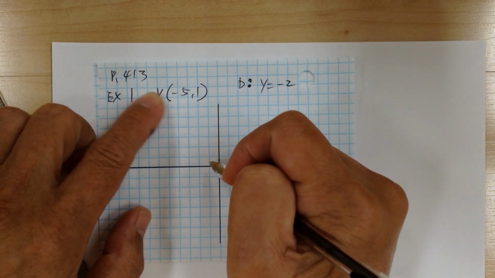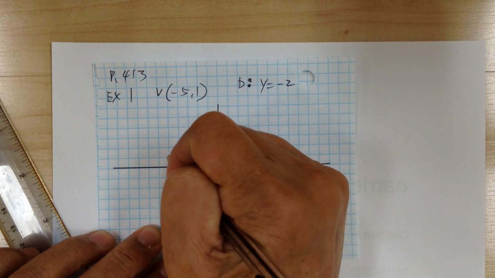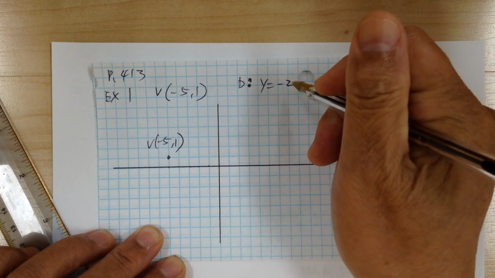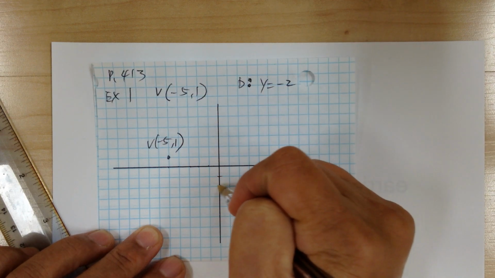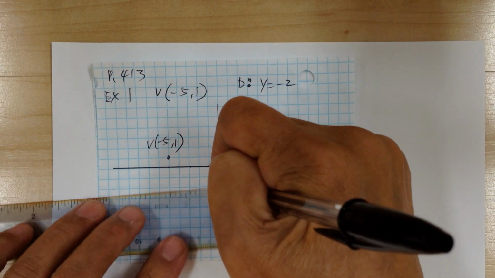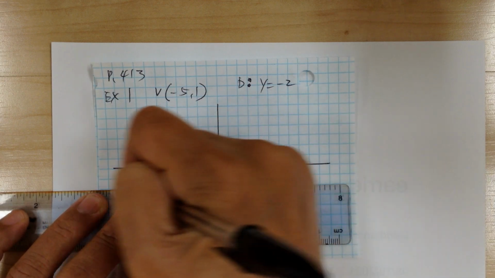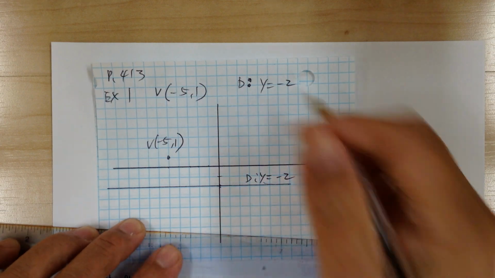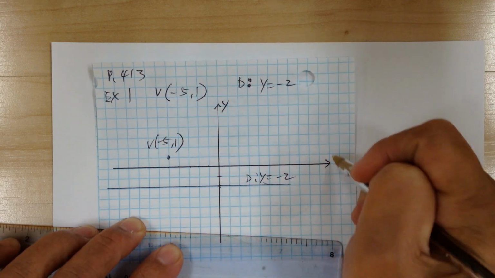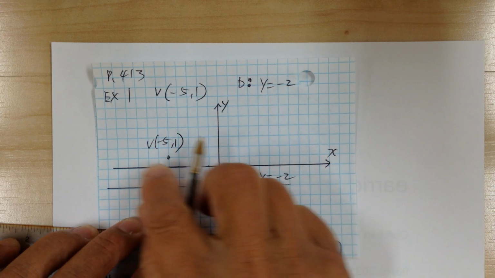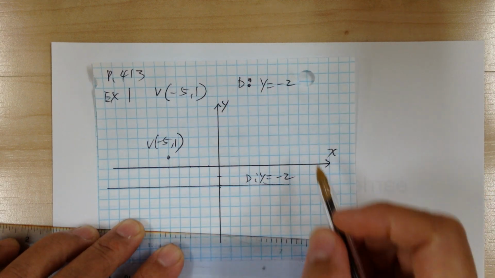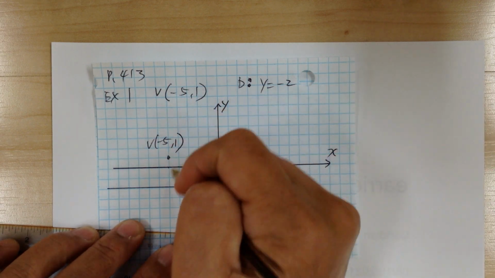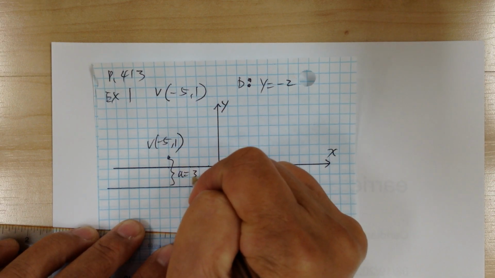The vertex is at -5, 1. So it's your vertex at -5, 1. The directrix is y equal to -2. So that's your directrix. You want to draw your arrows to indicate the x-axis and y-axis. That way you don't get confused between the two. Now you can see that this distance is equal to 3, so A equal to 3.